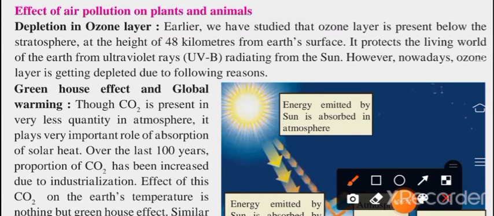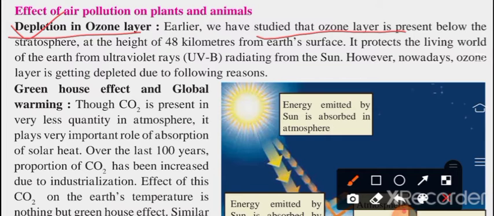Now we will go ahead with effects of air pollution on plants and animals. First topic is depletion in ozone layer. Earlier we have studied that ozone layer is present below stratosphere. Stratosphere is the level of atmosphere.